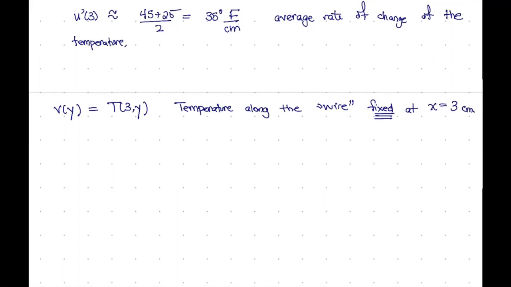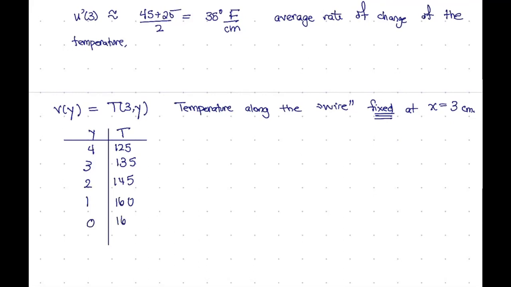And so if we were to sort of write the chart now for just those values, we would find the following. We would find that when y is 4 centimeters, we're at 125 degrees. When y is 3 centimeters, we're at 135 degrees. When y is 2 centimeters, we're at 145 degrees. 1 centimeter, 160, and at 0 at 160 as well.